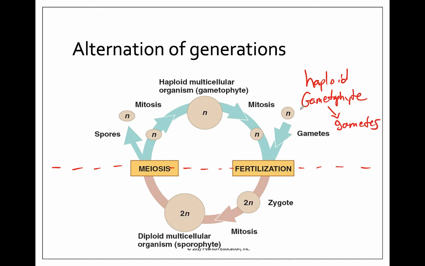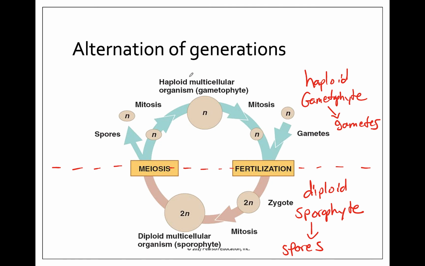Everything here is haploid. The other generation is a diploid generation called the sporophyte. And the sporophyte makes spores. So each one of these is named for the product that it's going to make. The reason this is alternation of generations is because we have bodies here that are multicellular.